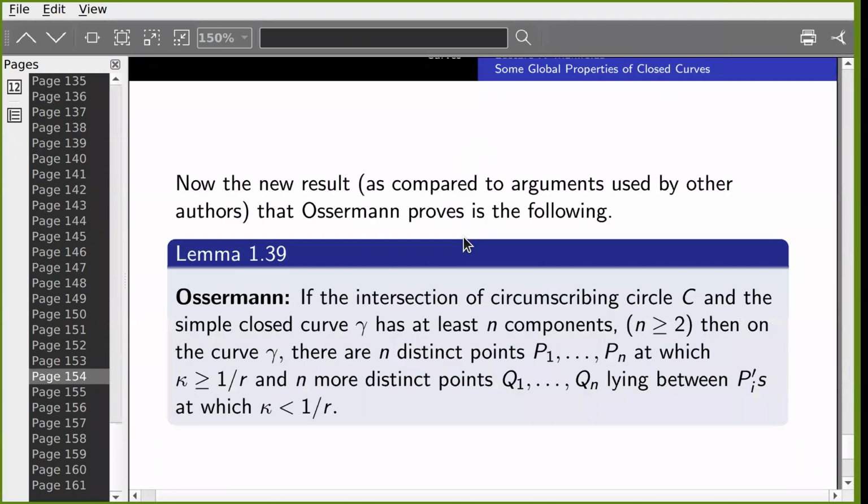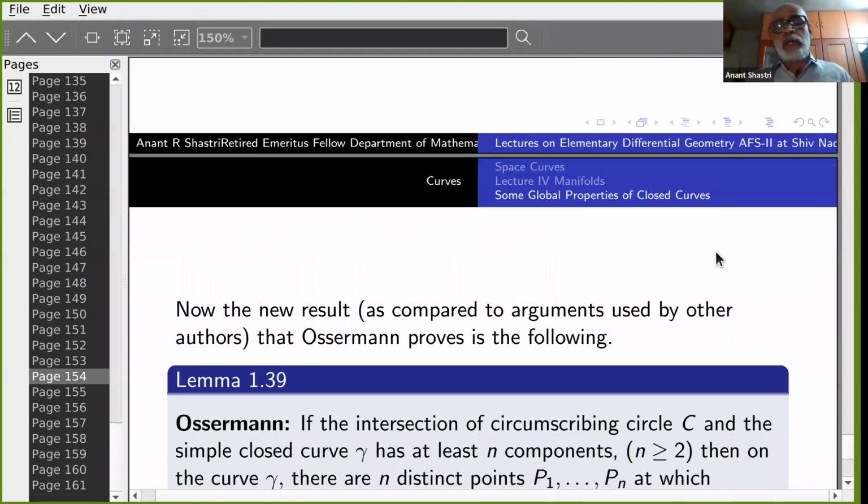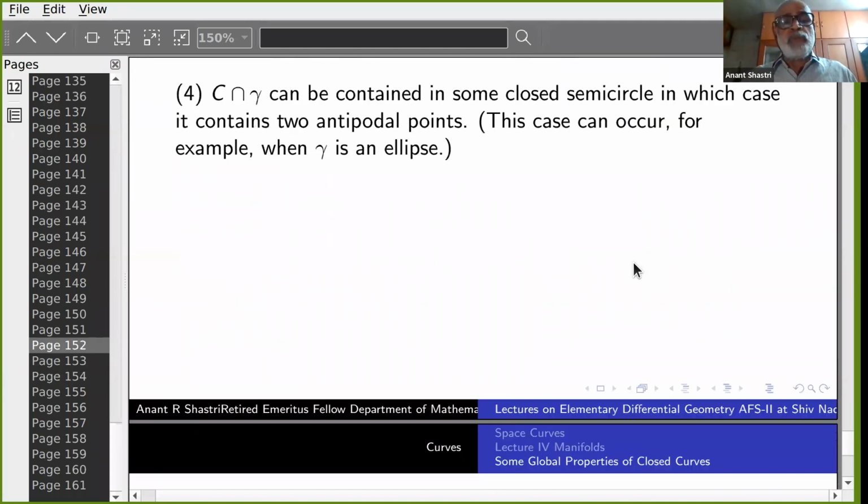Now Lemma 1.39 is there. Okay, now this is what I want. So there was some confusion about which file I'm using.